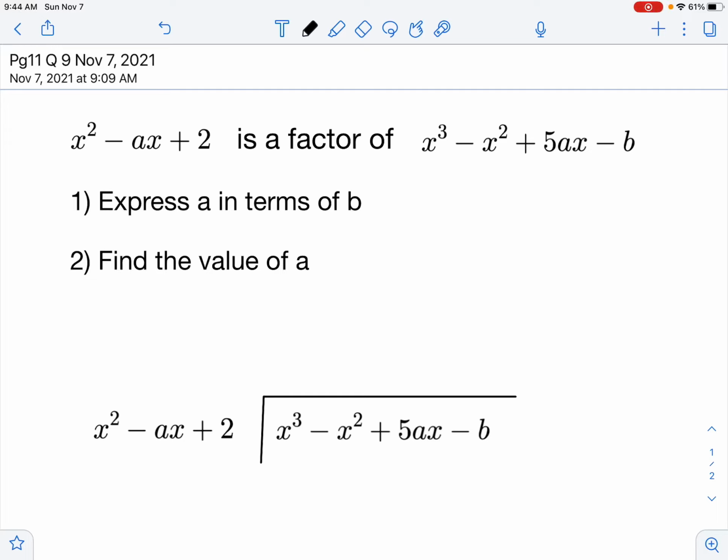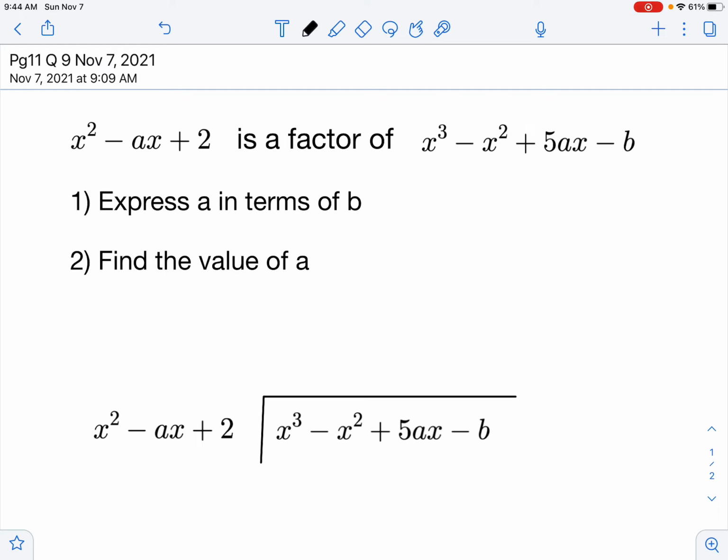Okay, so a couple of students asked me to go through this problem. It's question 9 from page 11, where you're told that a quadratic x squared minus ax plus 2 is a factor of a cubic x cubed minus x squared plus 5ax minus b. And you're tasked with expressing a in terms of b and then finding the value of a.